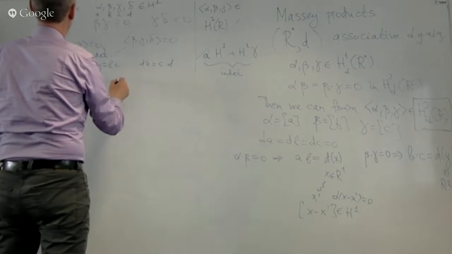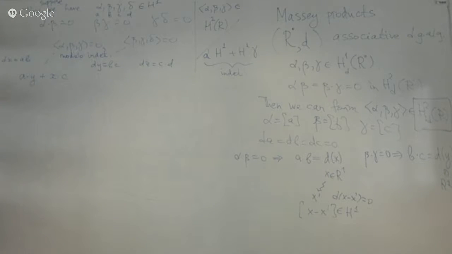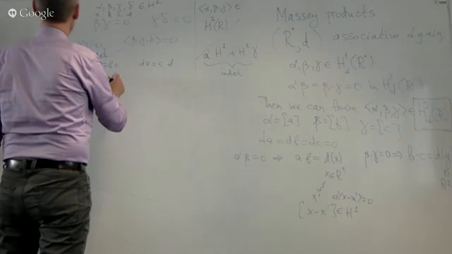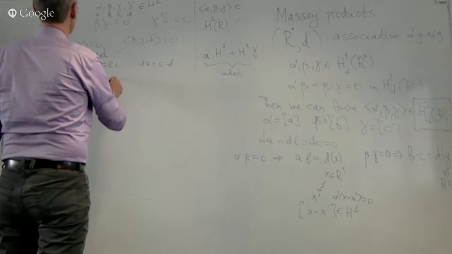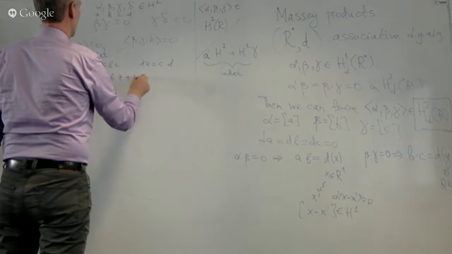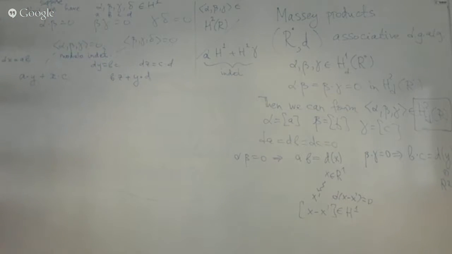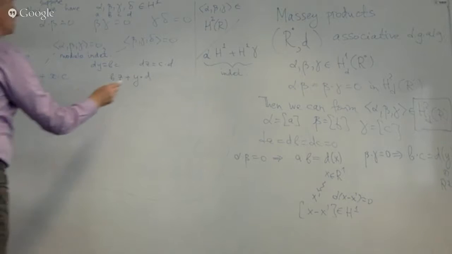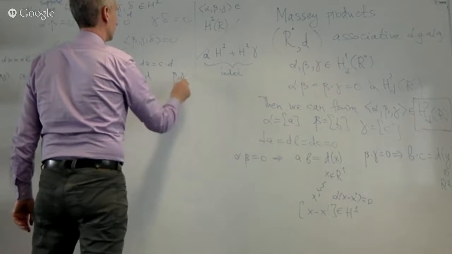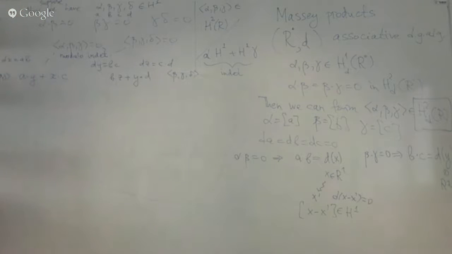But you had a sign, no? Plus, with the plus sign. Okay. Here I write B times Z plus Y times D. So this represents beta gamma delta. And then I write that this is equal in A.